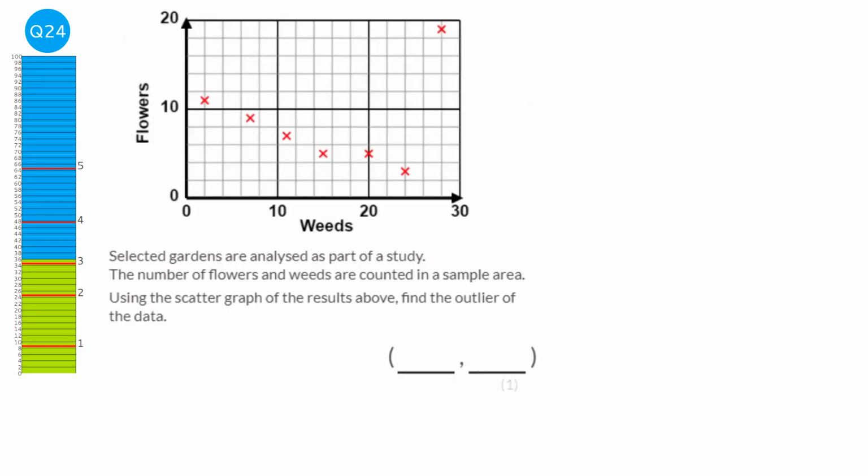On a scatter graph, an outlier is a point which doesn't fit the pattern. And as we can see here, all of these coordinates fit a nice line going down there, so they all are showing a trend. But we've got this point here that's nowhere near that trend at all, and that's what we call an outlier. So we know that these are going up in twos, so this will be 28, so the x-coordinate will be 28, and this will be 19. So our coordinate will be 28, 19 for our outlier.